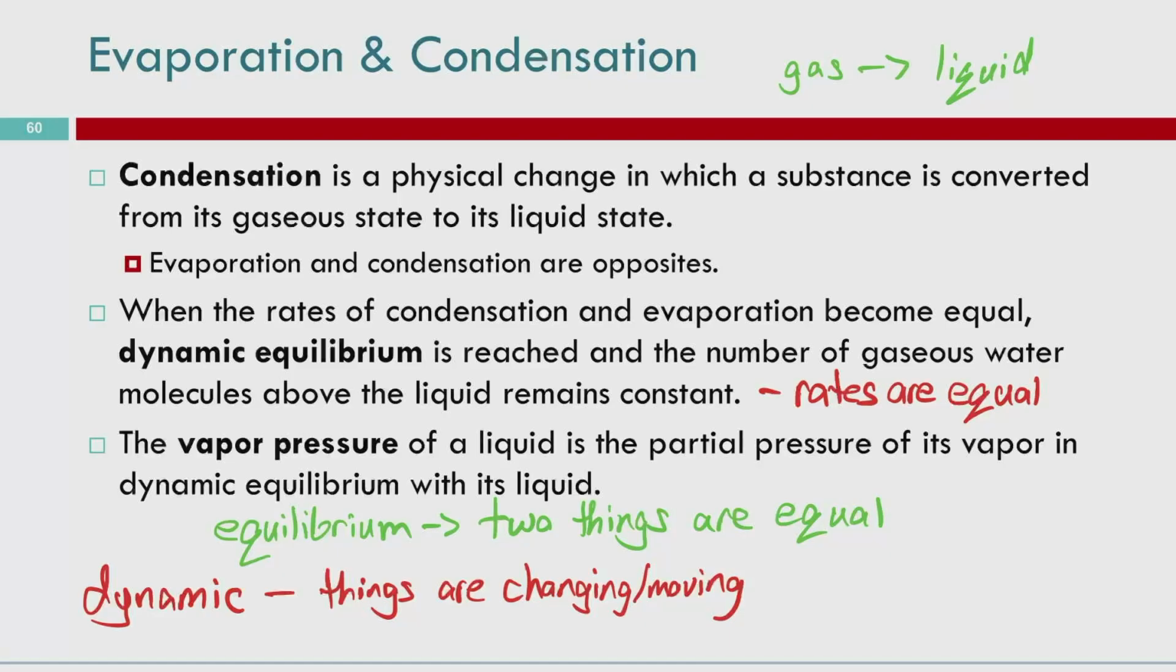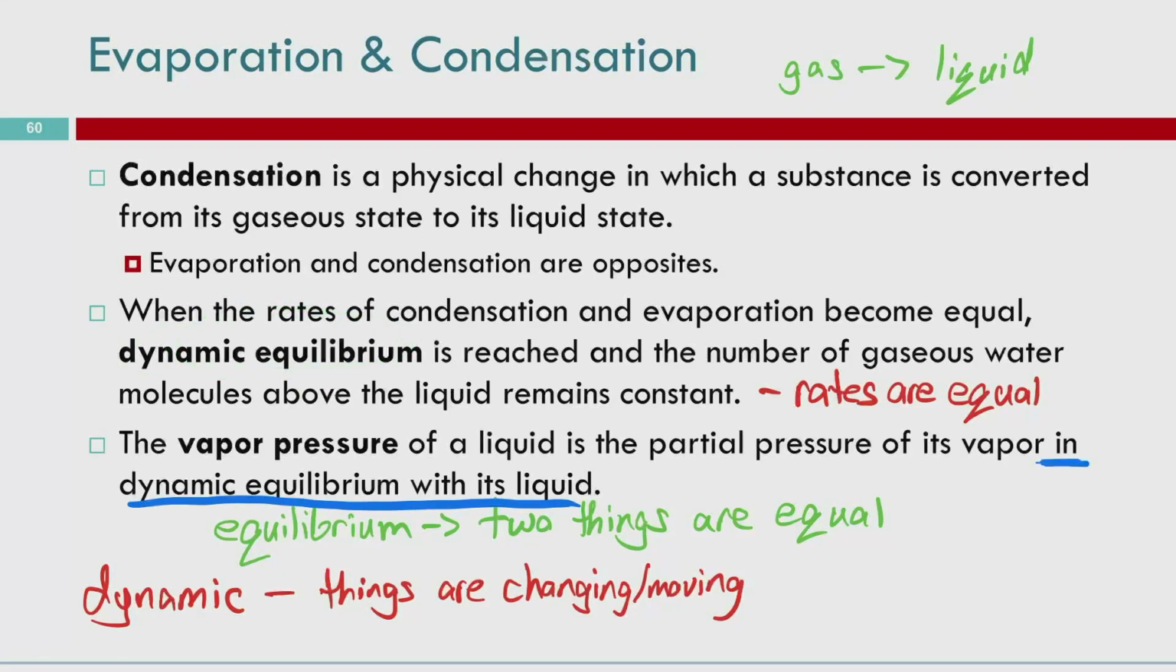We still constantly have molecules going from the liquid state to the gas state and from the gas state to the liquid state. Because the rates are the same, the amounts don't change. So this is a very specific set of circumstances. The vapor pressure of a liquid is the partial pressure. We learned about partial pressure last class. The partial pressure of the vapor in dynamic equilibrium with its liquid. So partial pressure, but specifically when it's had time to get as much vaporization happening as it can. So vaporization no longer increases. We've got the constant back and forth now.